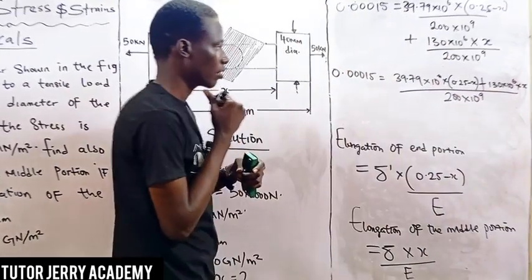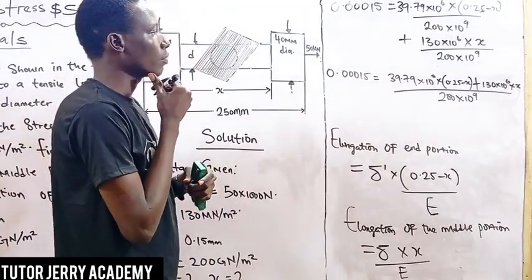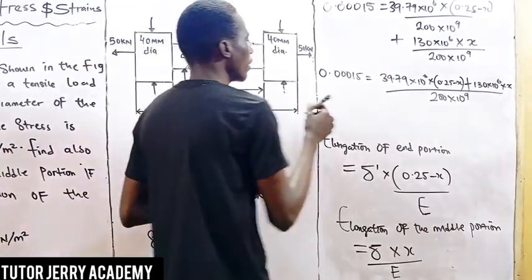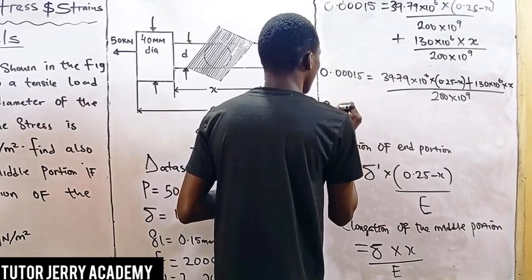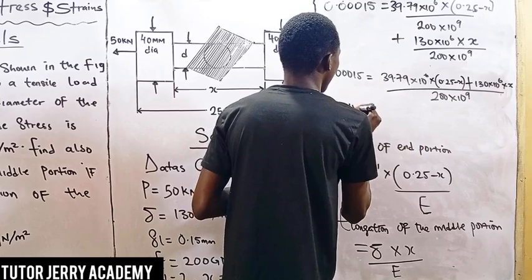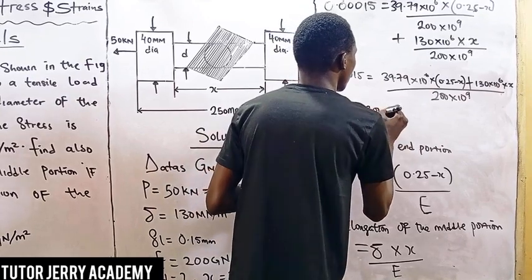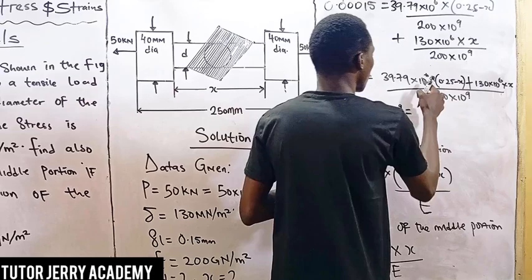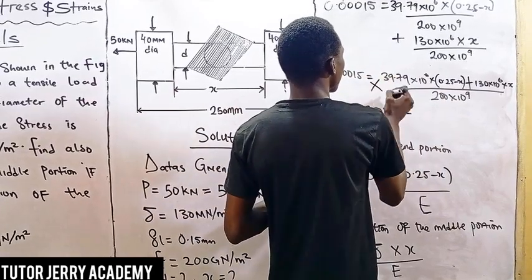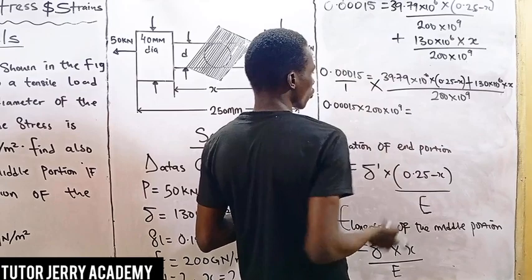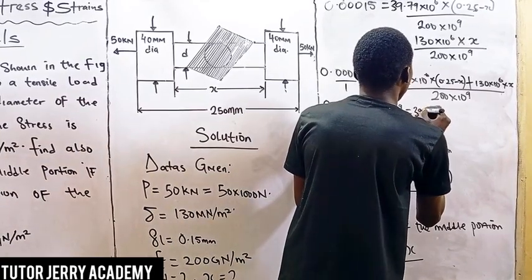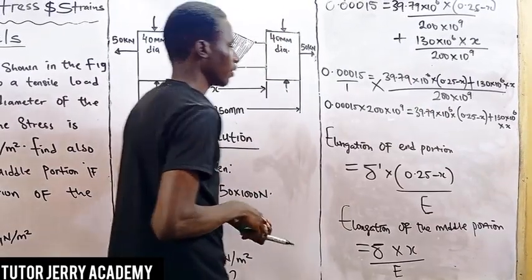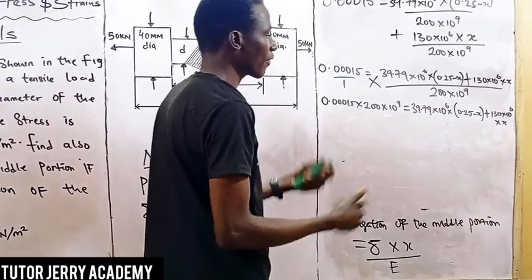Now this is what we have. Next, we are going to cross multiply. If we cross multiply, we have 0.00015 times 200 times 10 to the power of 9 equal to what we have here. We first multiply out the terms, and after this we can find the value of x.